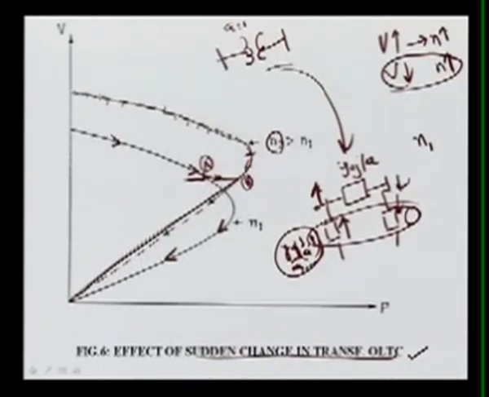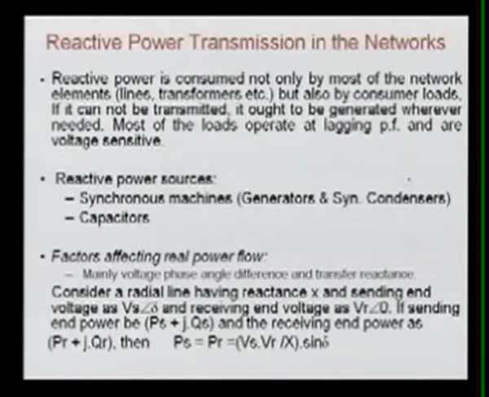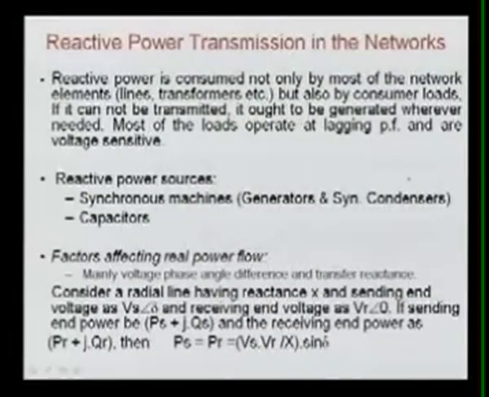So basically all these voltage instability phenomena are the case of the reactive power, and that is the reactive power requirement in the system. What is the reactive power status? That is the reactive power loss as well as the reactive power generation. Now reactive power is consumed not only by most of the network elements like lines, transformers and reactors, which absorb reactive power, but also by the loads.